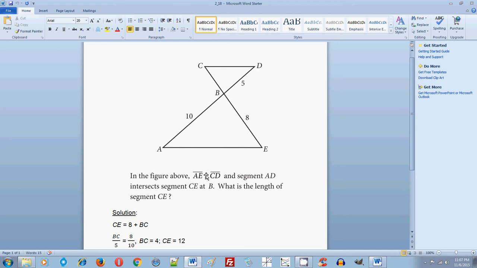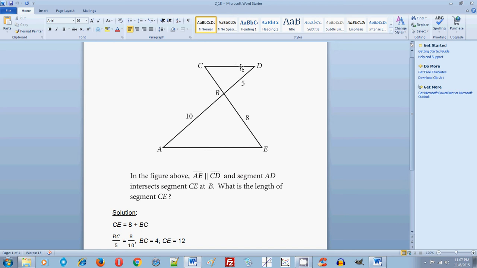Remember that this symbol here, two vertical lines aligned together, means parallelism. So AE is parallel to CD. AE is this one here, the horizontal side of the triangle, and CD is a parallel segment, which is a side of the second triangle.